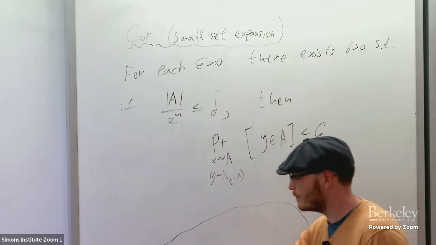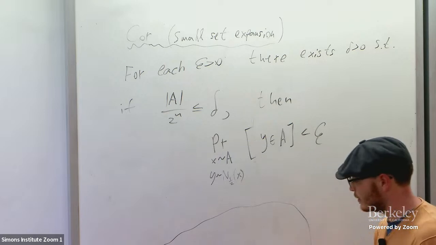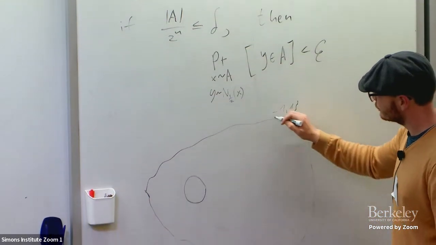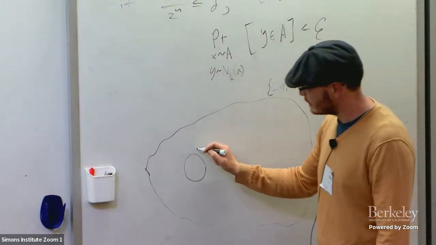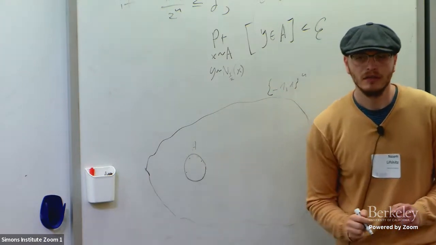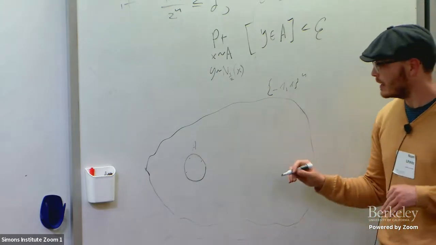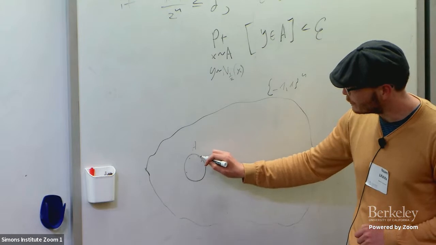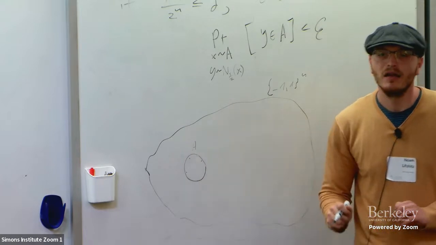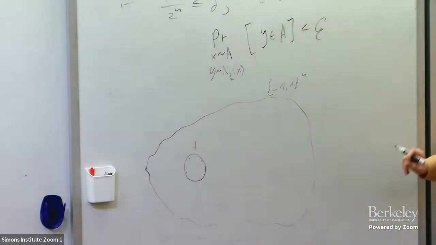You can also think of this geometrically. If you look at the cube and you have a small set A, then most of the elements in A are near the boundary. It's like a high dimensional phenomenon: if you take a ball, a random element is going to be near the boundary, and it's going to get out of the set with high probability when you take this random step. Okay, so let's prove it.